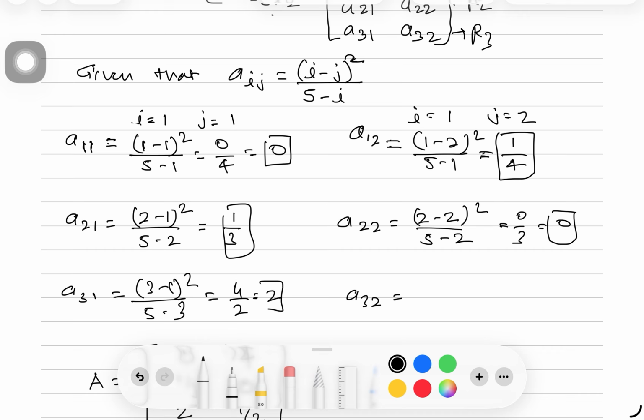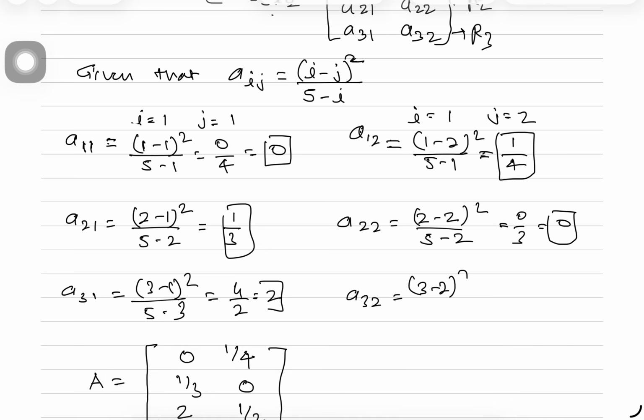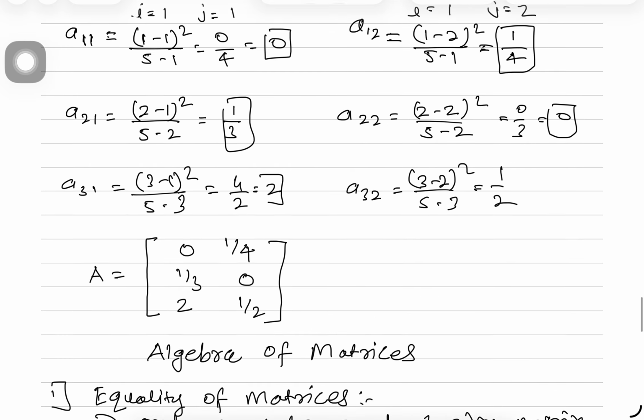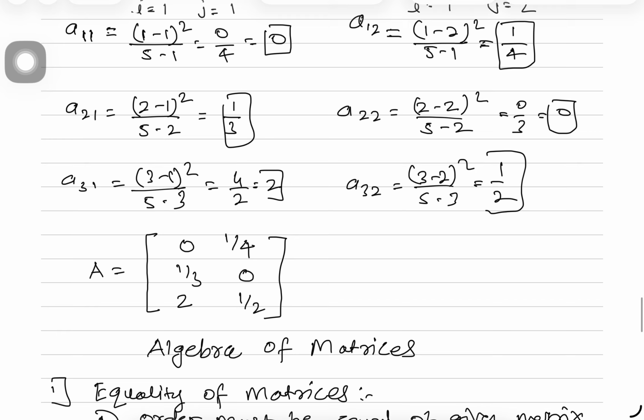And then A of 3, 2 is equal to (3 minus 2) the whole square upon pi minus 3, that is equal to 1 by 2. So these are the elements. So A is equal to: A11 is 0, A12 is 1 by 4, A21 is 1 by 3, A22 is 0, A31 is 2, and A32 is 1 by 2.